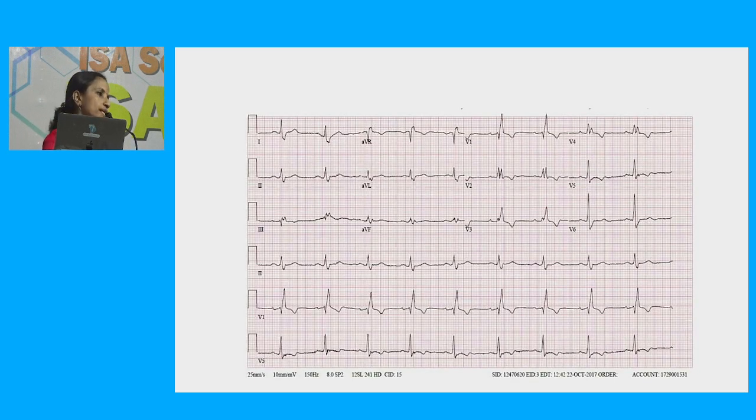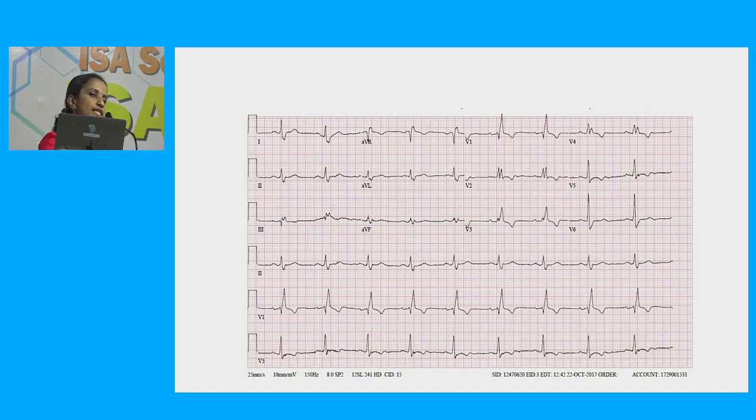How about the bundle branch blocks? In this ECG, we can see that in lead V1 there is an RSR pattern, and in leads V5, V6 and lead 1 there is a wide slurred S wave. These features are suggestive of right bundle branch block.